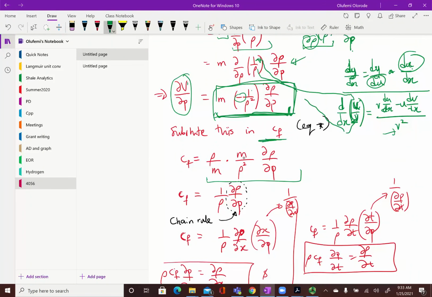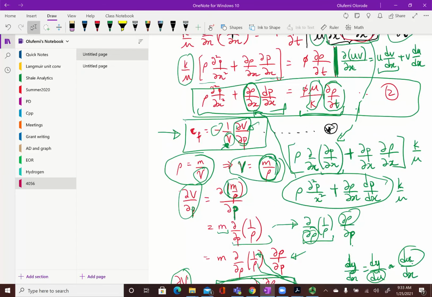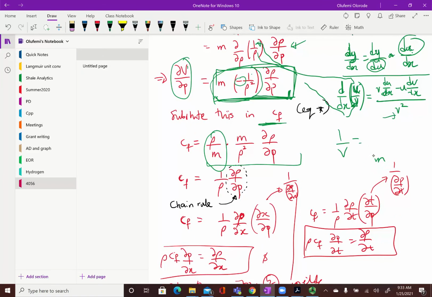And now you have rho over m over rho squared, which is what this is, the rho dp. Where did rho over m come from? 1 over v, because V is M over rho. So 1 over V is rho over M, the inverse. And that's what this is. And then you see rho cancels rho squared, you're left with rho. Mass cancels mass, that goes out, and the only thing left is the rho dp.